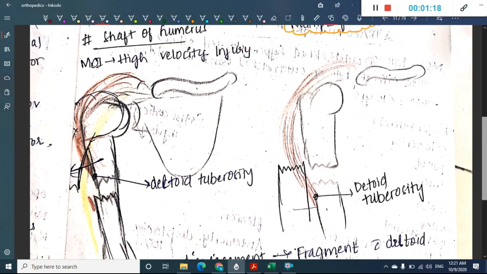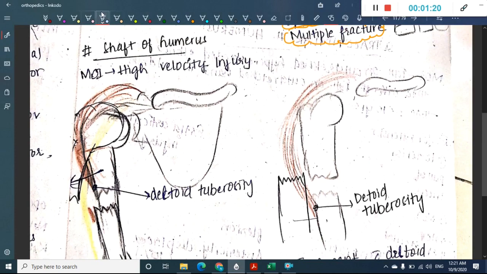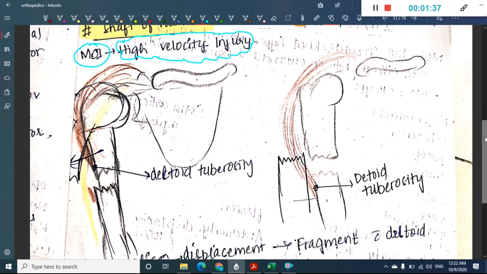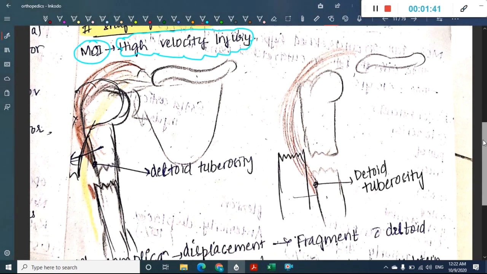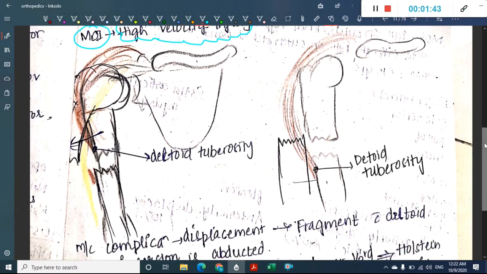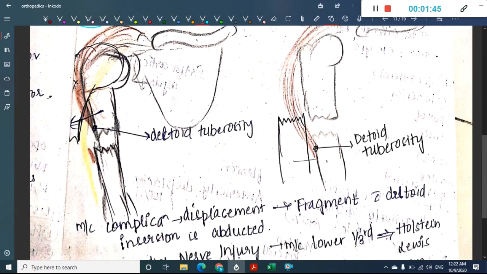Next, the next fracture is fracture shaft of humerus. What is the mechanism of injury of this fracture shaft of humerus? It is seen in high velocity injury. The mechanism of injury is high velocity injury. If you see here, this is the fracture shaft of humerus at the deltoid tuberosity.